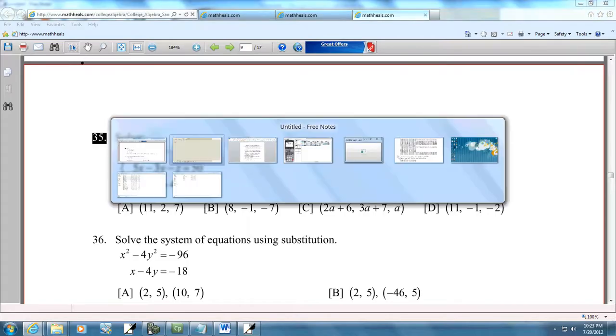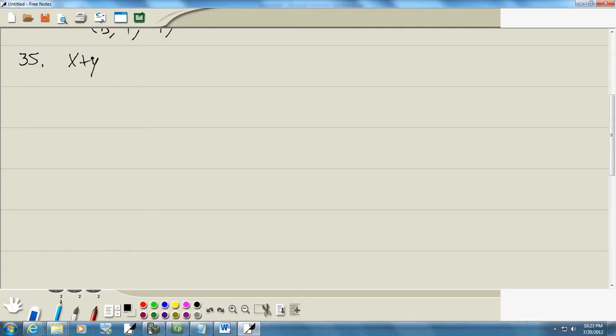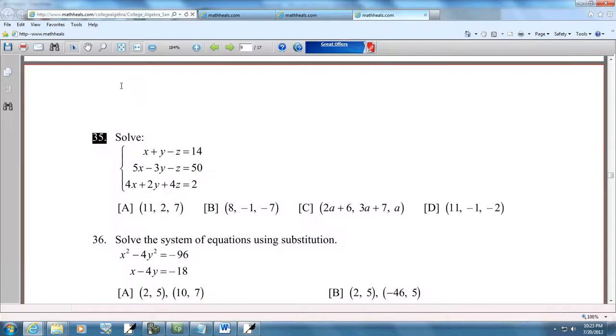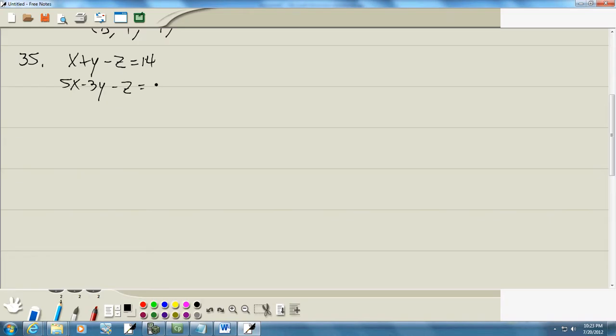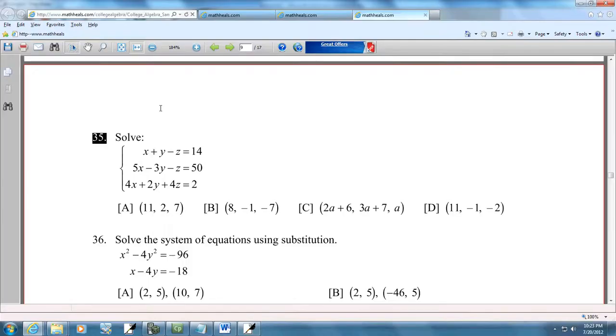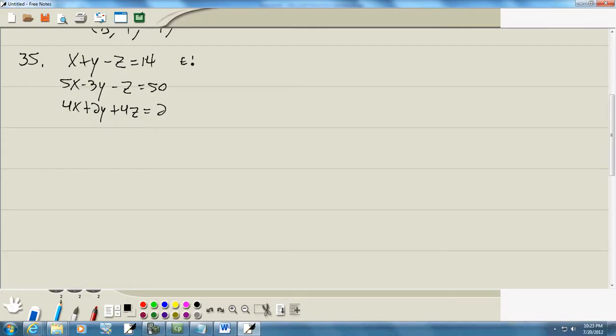Okay, so we got x plus y minus z equals 14. And I got 5x minus 3y minus z is equal to 50. 4x plus 2y plus 4z is equal to 2. And this is equation 1, equation 2, and equation 3. I think I got them all written down correctly.